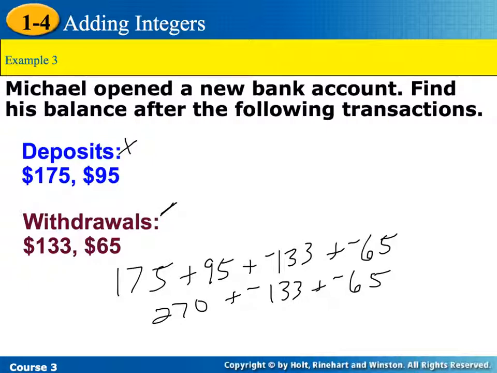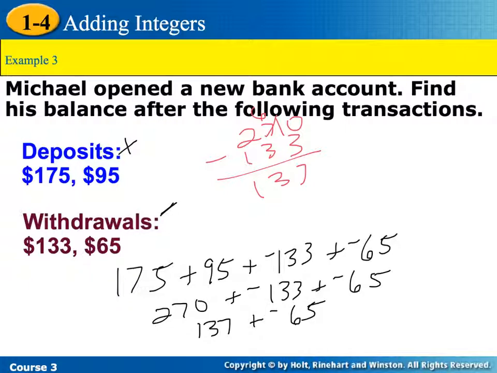When I do that, remember, are the signs the same? No, they are different. Because the signs are different, we find the difference. So we take 270 minus 133. When I do that, I get 137. So now I have still a positive 137. And why is it positive? Because 270 is farther away from 0. So I have 137 plus a -65. All right, last one. Once I finish this, I have the balance.